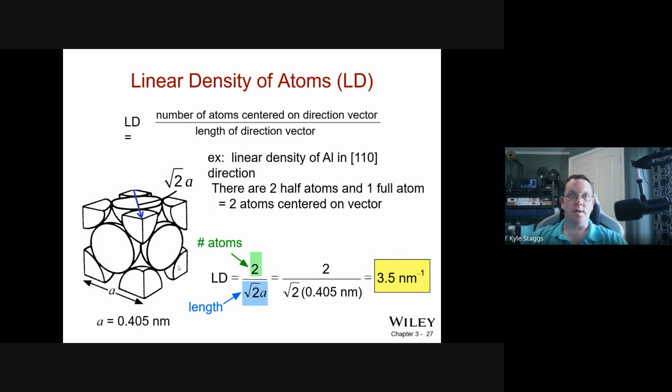We want to know what the linear density is in the 1, 1, 0 direction. So starting from our ending point, we can get our value. In this case, we've got a fairly simple example. A is 0.405 nanometers, but 2 divided by the root 2 is from our original formula many slides ago, that we can use these.